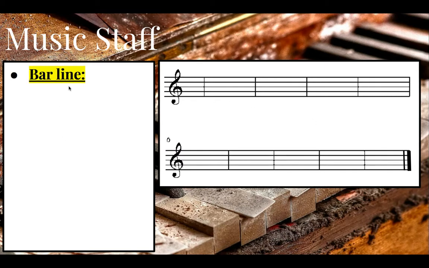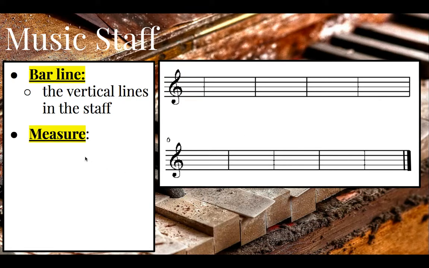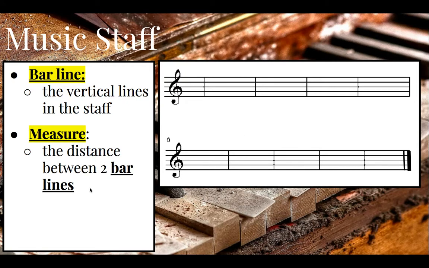The first thing we're going to talk about are bar lines. Bar lines are the vertical lines on the staff. You notice this line that's going the opposite way of every other line, that's a bar line. A measure is the distance between two bar lines. So, if this is a bar line and this is a bar line, the distance in between that is called a measure. So this would be our first measure there.